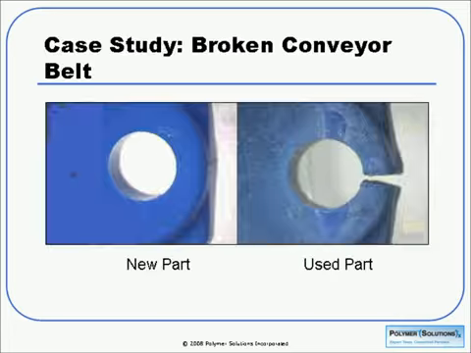I want to go over just a couple case studies here. The first was a broken conveyor belt. We had a customer come to us with the situation where a conveyor belt that was being used in a particular application was failing in too short of a time frame. So we see here on the left is a new part, and on the right was one of the used parts that had failed. You can see the used part looks sort of scratched and certainly discolored, and obviously it's also broken, which is a major problem.